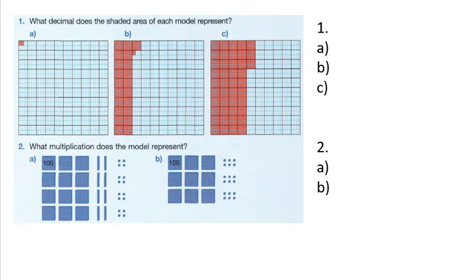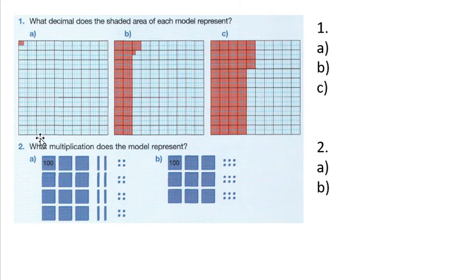So number 1 is asking, what decimal does the shaded area of each model represent? For a question like this, whenever we have to look at a decimal, fraction, ratio, rate, whatever we're talking about, we must always ask ourselves, what is the 1? What's the 1? The O-N-E. If we don't have that, we cannot answer this question. So for this 1a, right here, we're going to say that the 1 is this entire large cube.